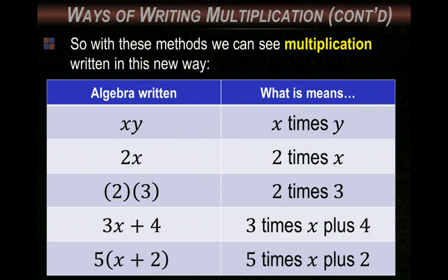This means 2 times 3. Now, in this case, I don't need the brackets because I could still use the symbol. There are no variables there. But remember, that's what it means. This means 3 times x, then add 4. And then in this last one, which is probably the most difficult to grasp, this means 5 times everything in that package. Remember, brackets create a package.